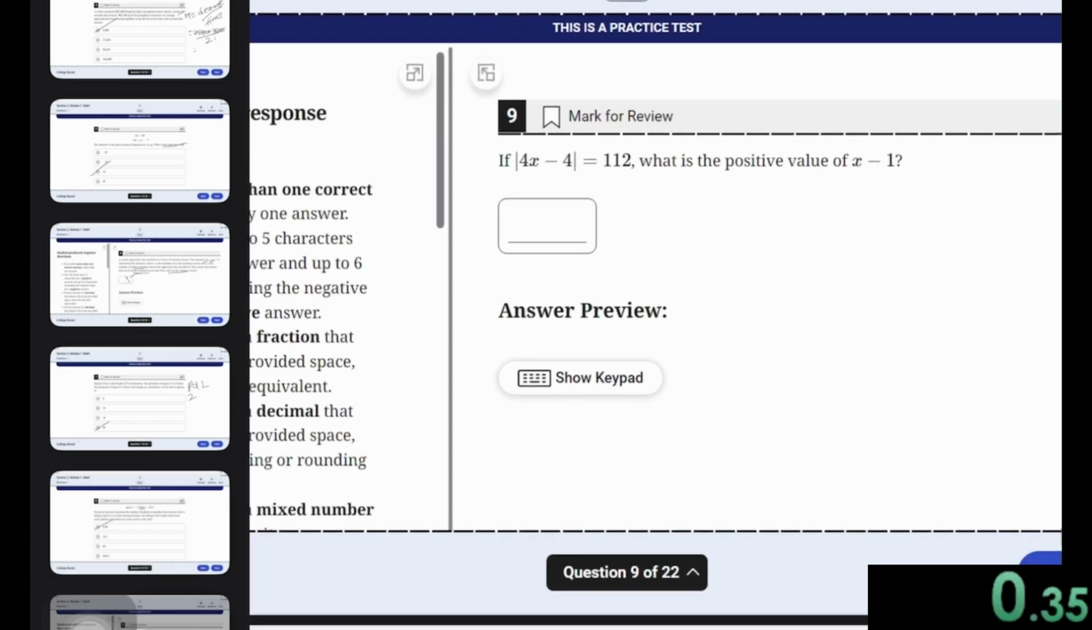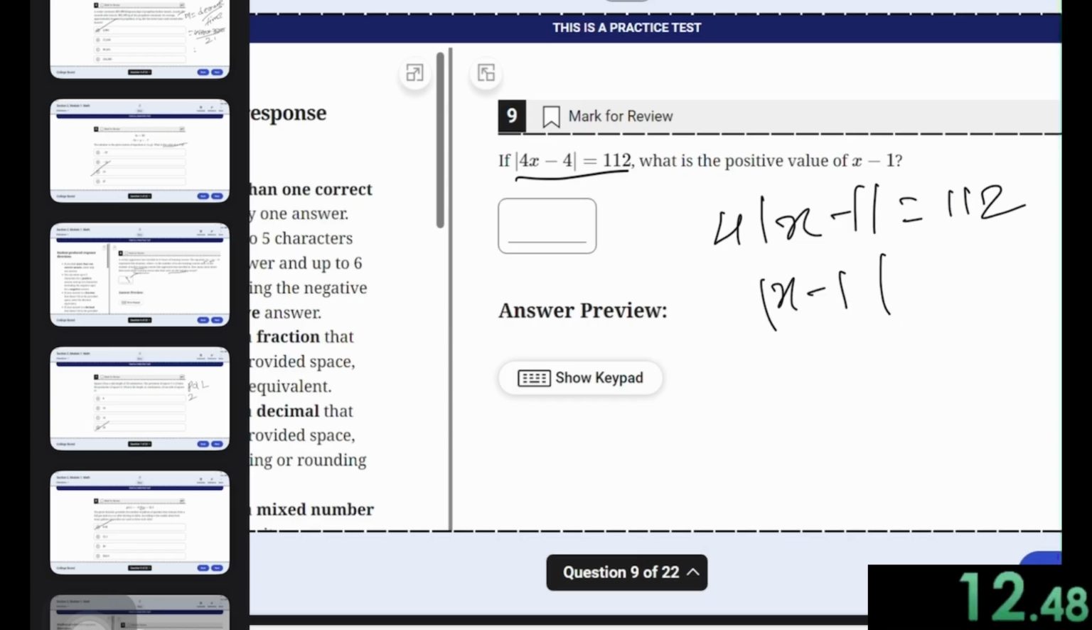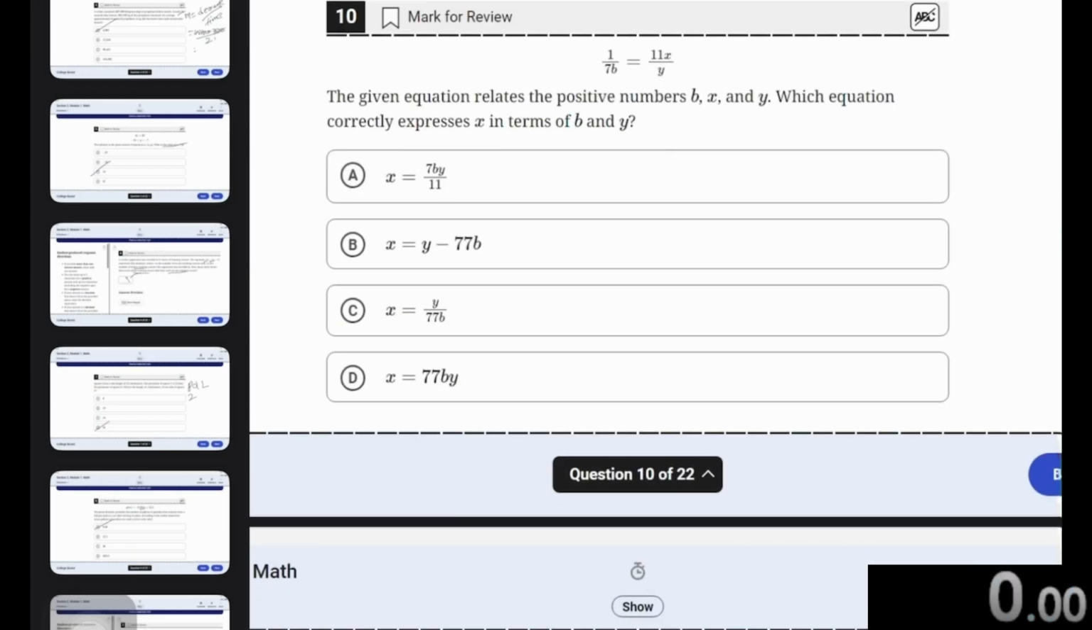That's it. For the next one, we are asked the positive value of x minus 1, so we take 4 in common. 4 times x minus 1 is equal to 112, so x minus 1 will be equal to 112 by 4. 4 2s are 8, 3 32, 28. That's it, done. Okay, so we are asked the value of x, so let's keep x here and put everything there.